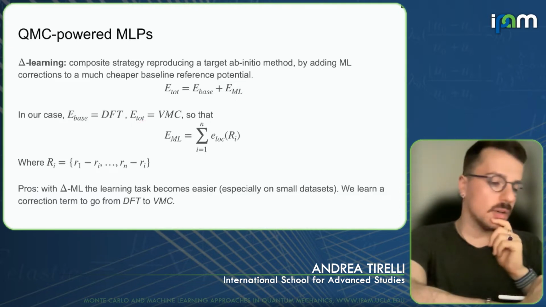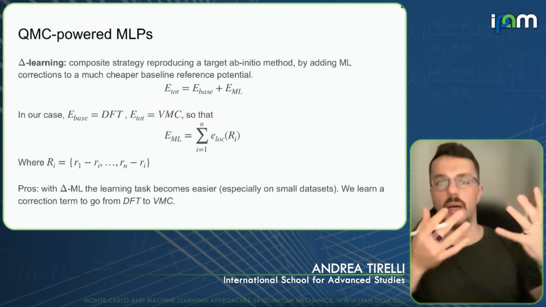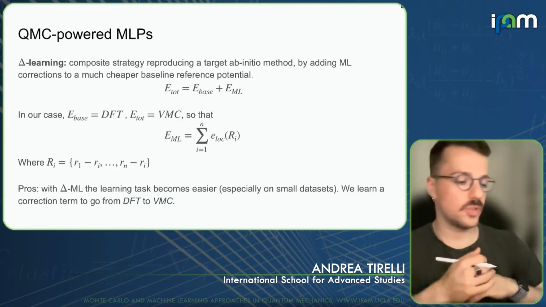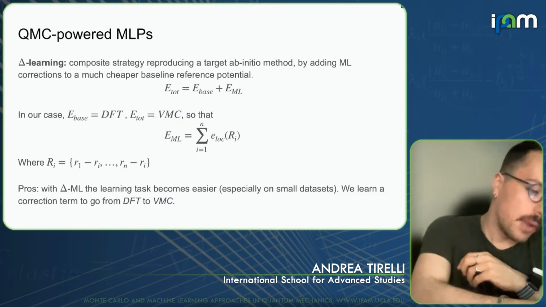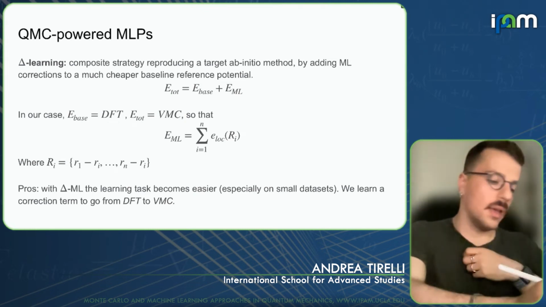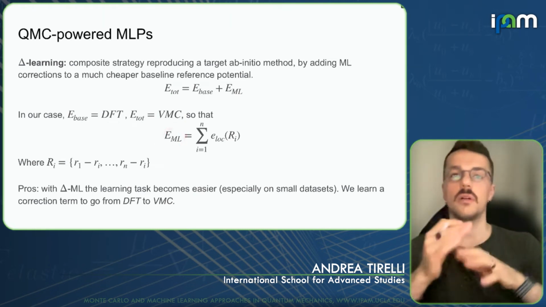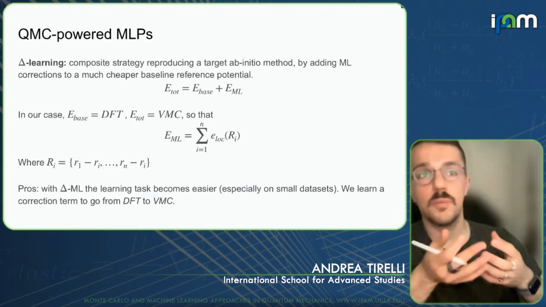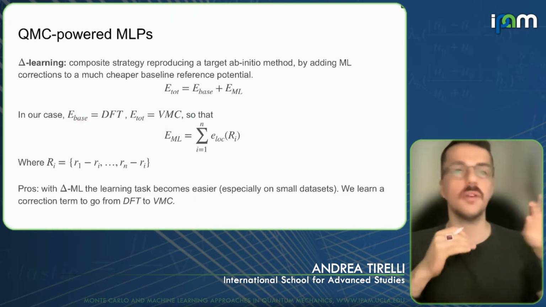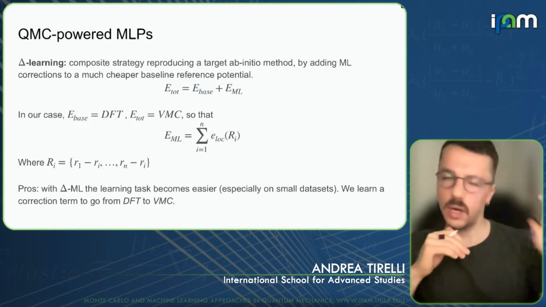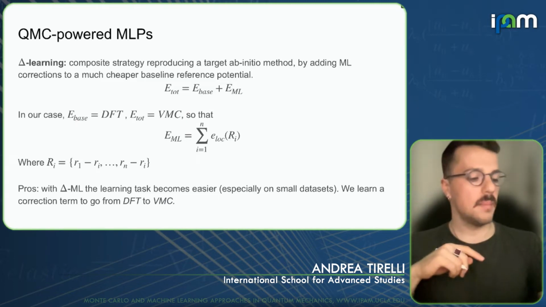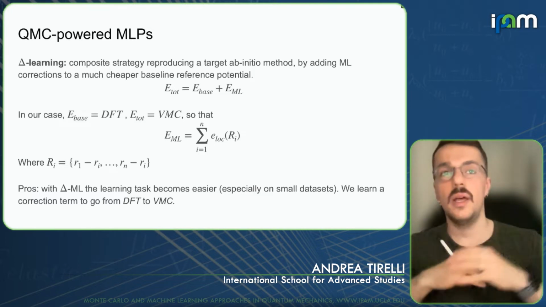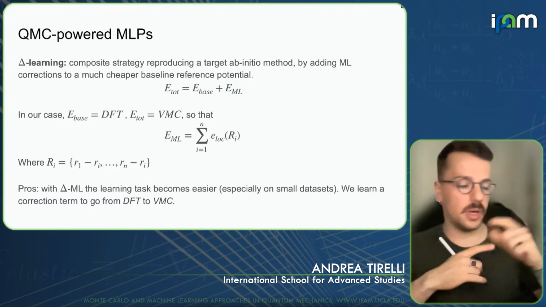Instead, if E tot is some highly costly computational method such as QMC, at least compared to, for example, DFT, then assuming that the cost of inference to compute the correction term is negligible with respect to E base, the cost of computing E tot, which is a target and computationally heavy method, becomes essentially the cost of computing E base, which is a cheaper method in terms of computational cost.